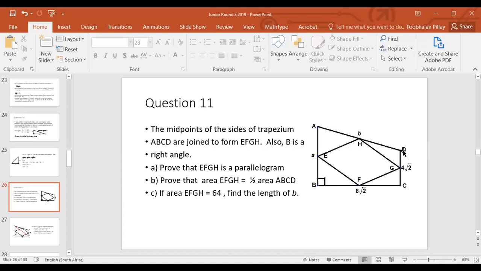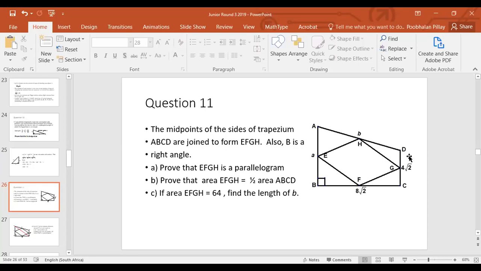It's a trapezium. You're given two adjacent sides. You're given that this is 4 times square root of 2, and this is 8 times square root of 2, and you're also given that this is a right angle. You're also given that these points here are all midpoints. The midpoints of the sides of the trapezium are joined. I didn't indicate the midpoints, I don't want to clutter this up, but just remember this is the middle.